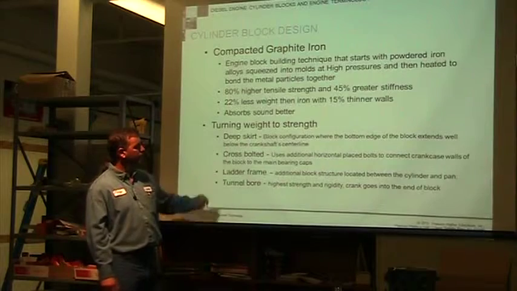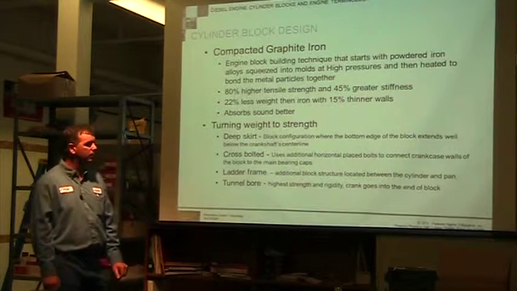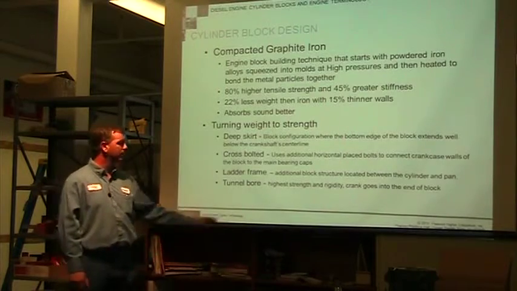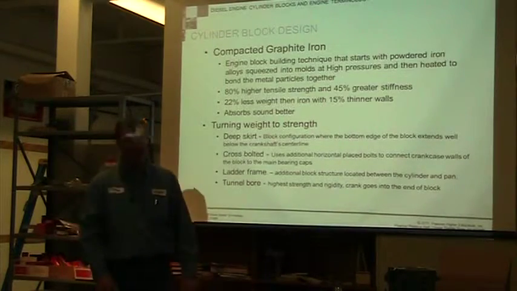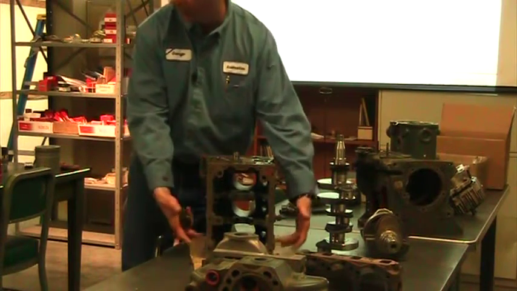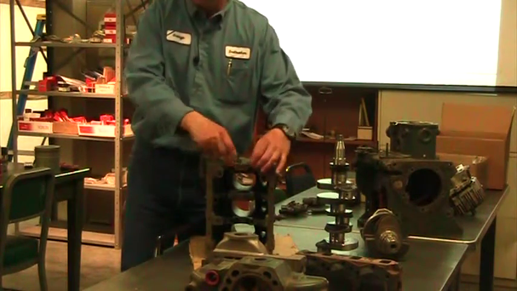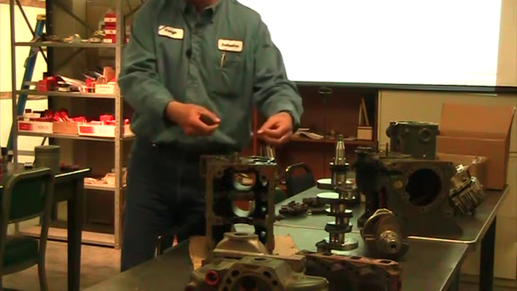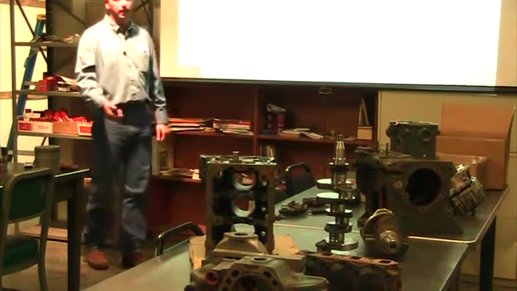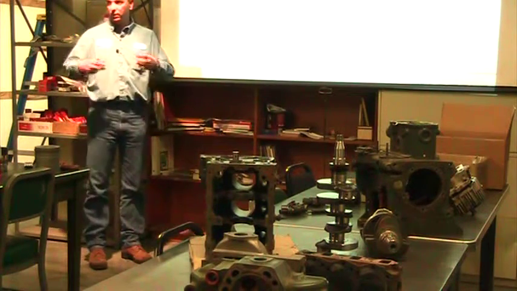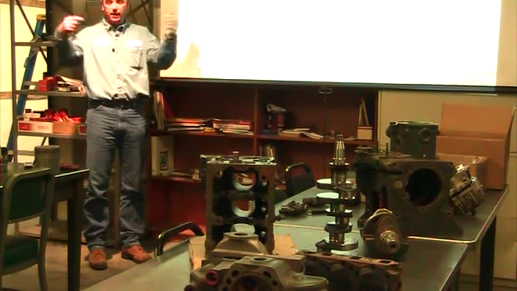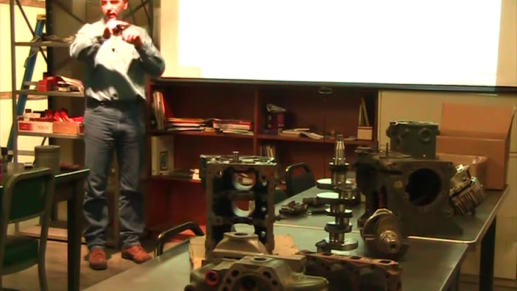Cross bolted uses additional horizontally placed bolts to the crankshaft walls of the block into the main bearings. If this was cross bolted, what would happen is we would see bolts going into the side of the block, bolted into these main bearings to help add strength and rigidity. We're going to see that most often in aluminum blocks, where it's soft, we want to hold everything together, so they put the cap on, there's bolts from the side and then bolts from the bottom.